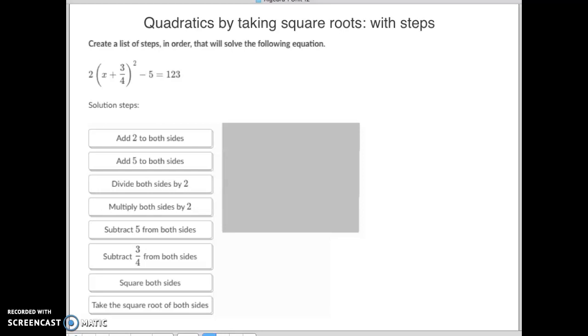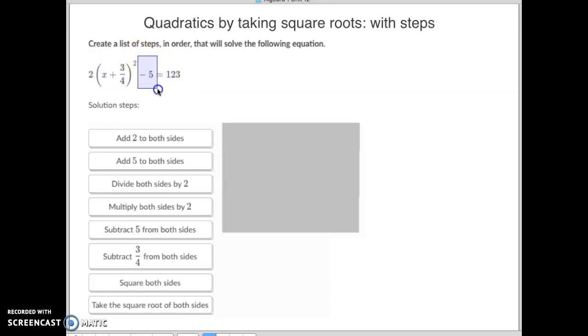This Khan Academy exercise is called Quadratics by taking square roots with steps. So you're going to tell us step by step how to solve this and get to your roots, to get to your answers. So step number one on this one is we have to get rid of this -5.